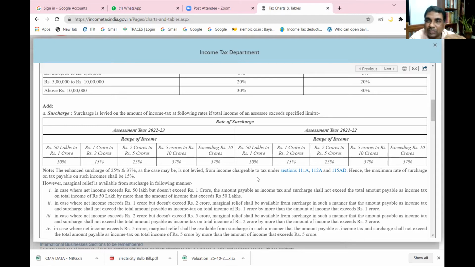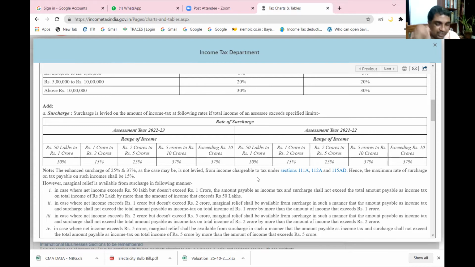That may cause genuine hardship to a person. Just because of a 1 rupee increase, it may create a problem for him. Therefore, he will be allowed a relief, which is called marginal relief, if you understand.